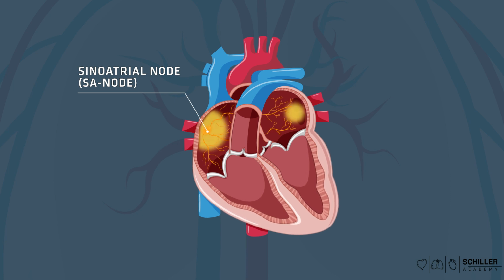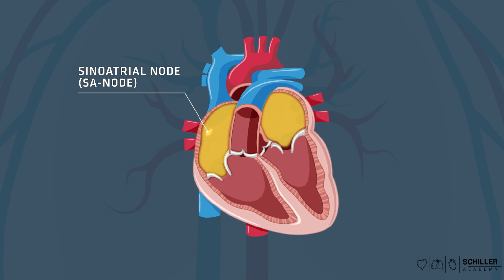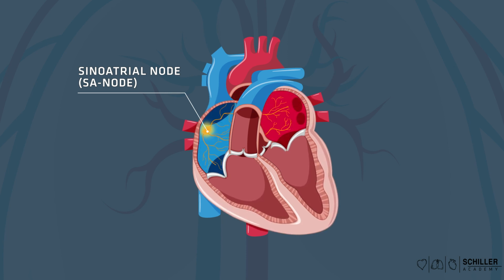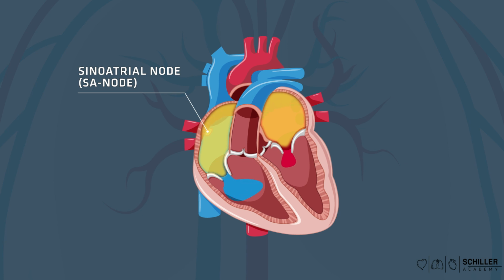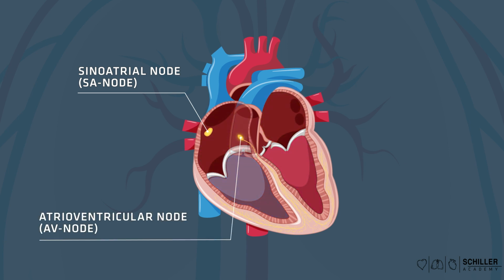The SA node acts as the heart's natural pacemaker, generating electrical signals that initiate each heartbeat and determine the heart rate. These signals spread throughout both atria, stimulating them to contract. The atrioventricular node, AV node, is located on the opposite side of the right atrium, near the tricuspid valve. Acting as an electrical gateway to the ventricles, the AV node delays the passage of electrical impulses to these lower chambers. This pause ensures that the atria have completely ejected blood into the ventricles before the ventricles contract.